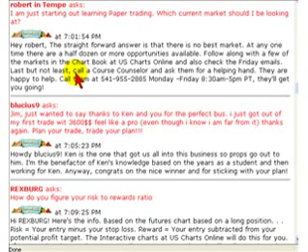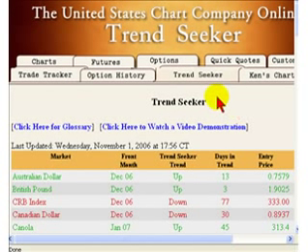But that said, one of the things you want to do is look at the front month market, and that is found at US Charts Online in TrendSeeker. To get to TrendSeeker, you just click on the tab and you're there. And here's the front month in the second column. That's the month we want to focus on.